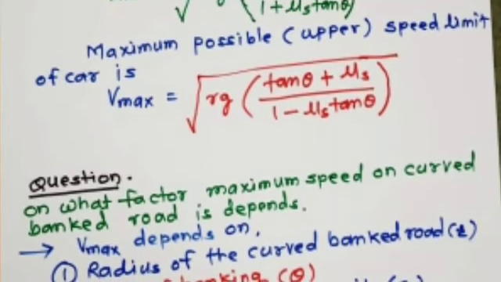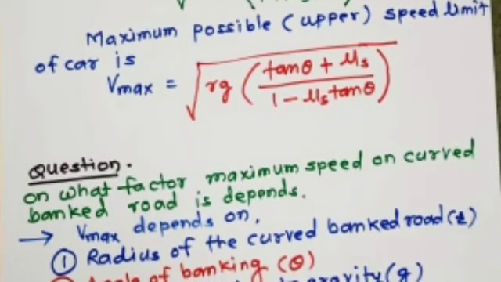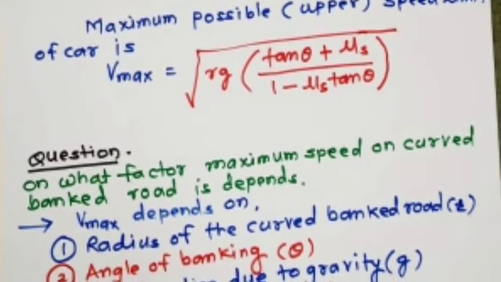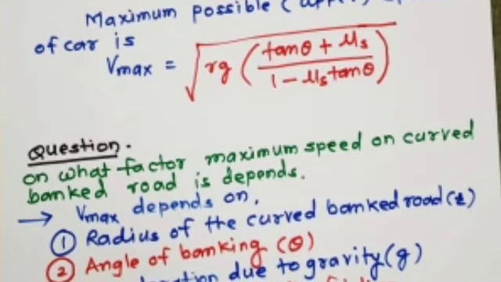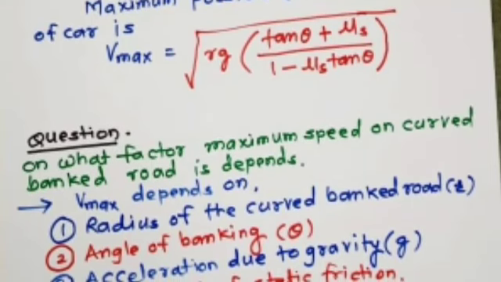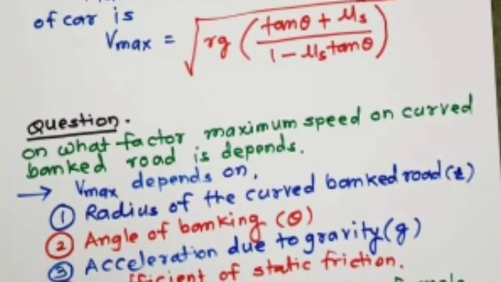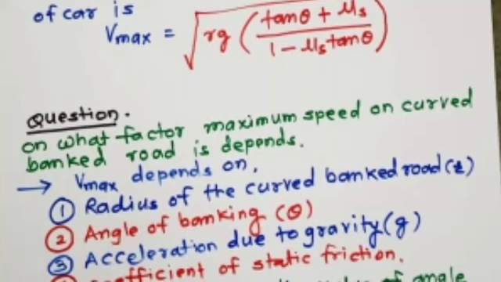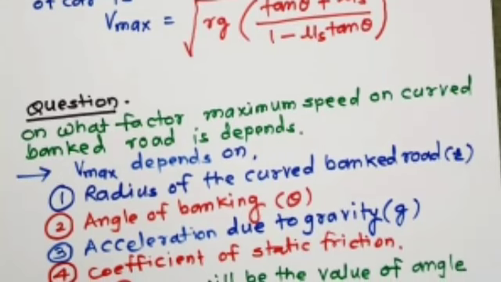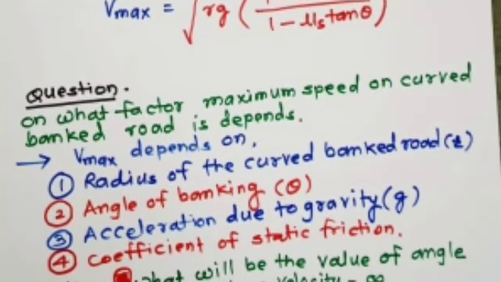So the answer is: V maximum depends on number 1, radius of the curved banked road R; number 2, angle of banking theta; number 3, acceleration due to gravity small g; and number 4, coefficient of static friction. On these factors, the maximum speed on a curved banked road depends.